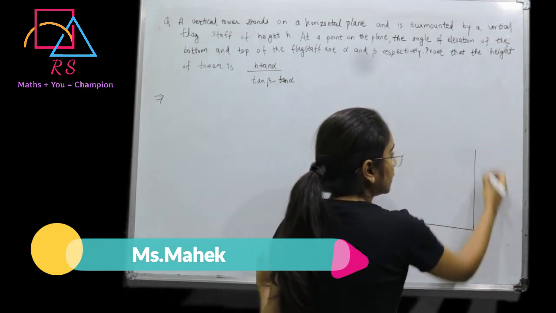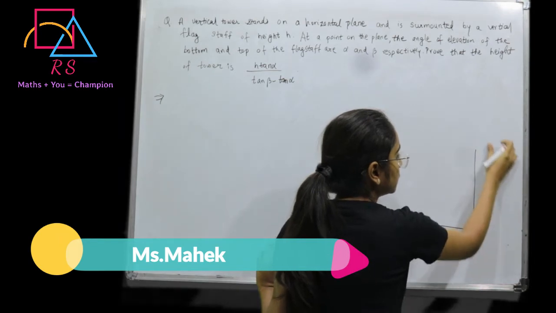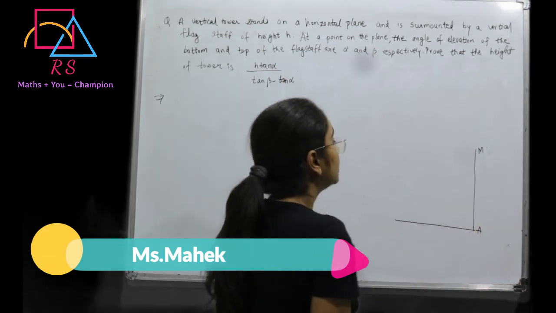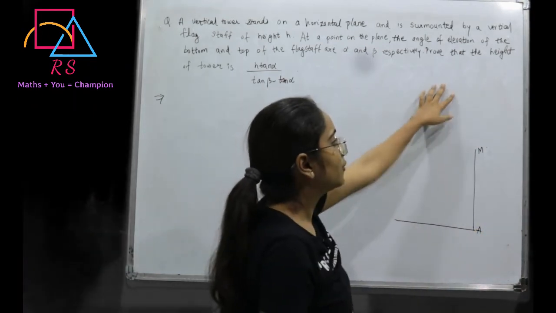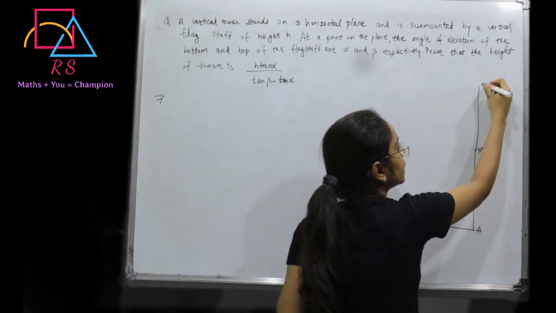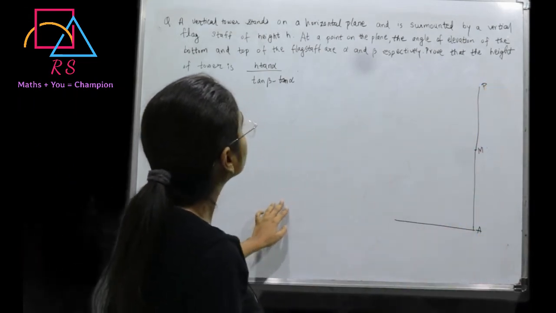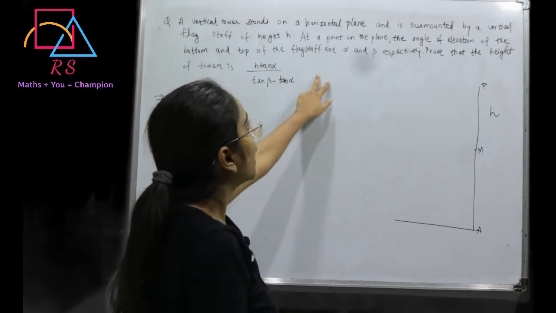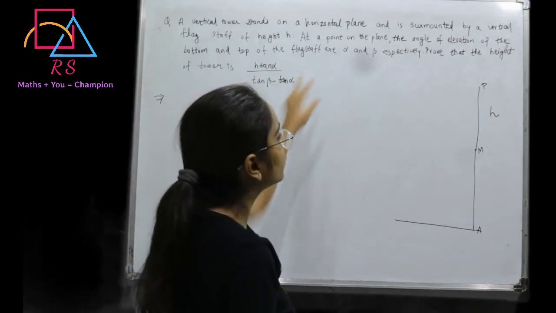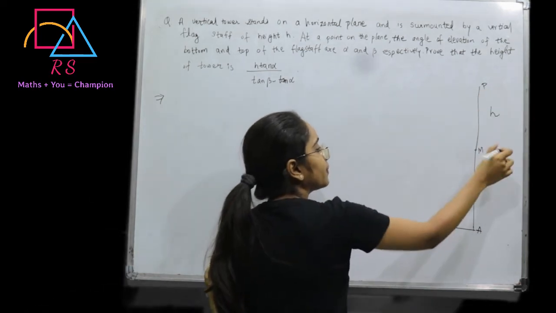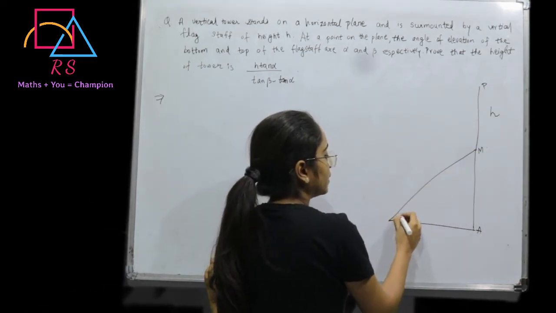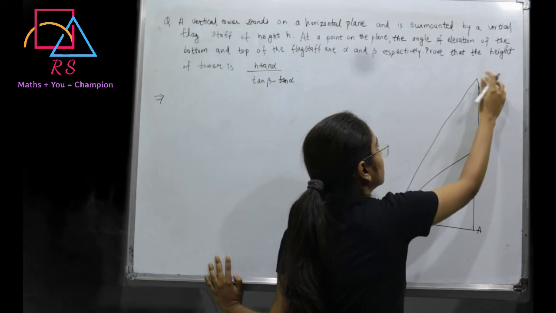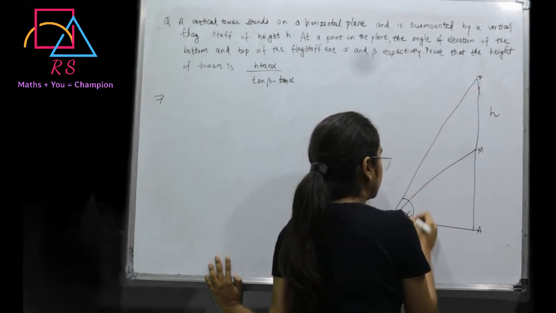So I'll consider MA as the vertical tower, which is surmounted by a flagstaff, which is P. I will consider the flagstaff which stands on a vertical tower. Flagstaff of height h is given. It is given in the question. At a point on the plane, the angles of elevation of the bottom and top of the flagstaff are given. This is flagstaff MP. The bottom's angle of elevation is alpha, and the top's angle of elevation I will consider as beta.